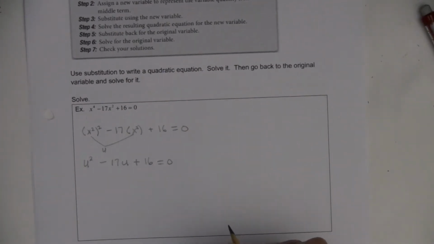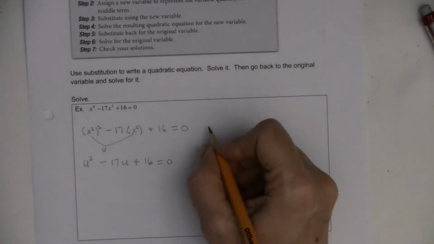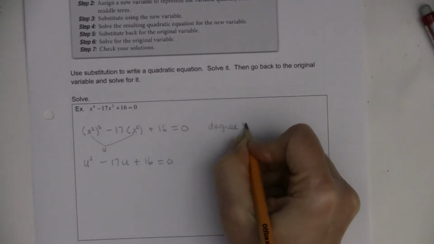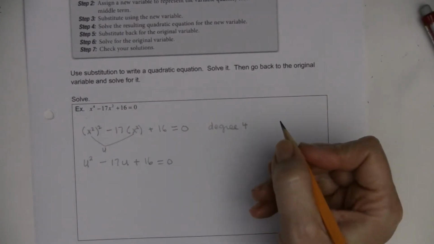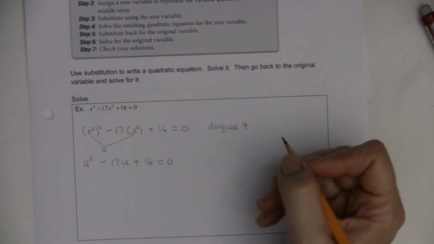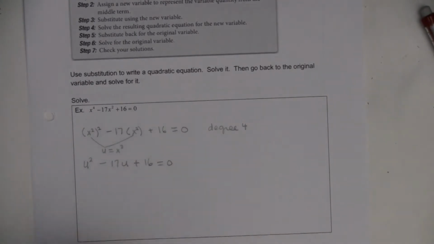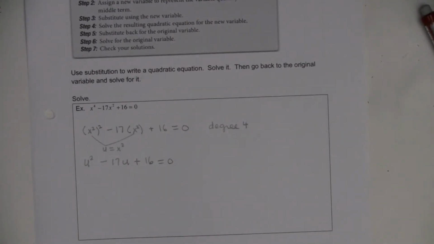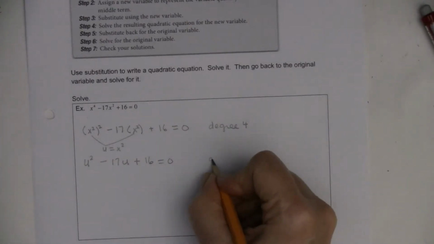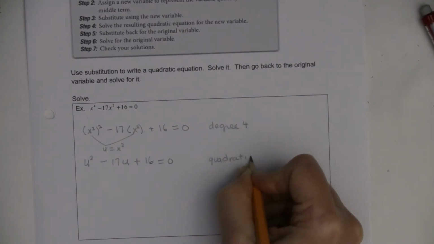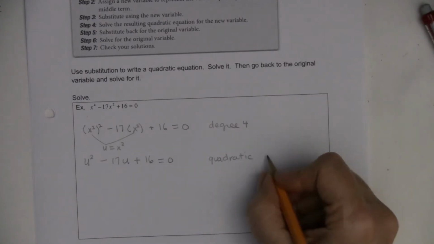And you could give this to anyone and ask them to solve it, and they would say it's quadratic. So right here, it was degree 4. And I did a little bit of a substitution. I substituted u for x to the second, right? I replaced x to the second with u, and now it is quadratic. And on quadratic, I have 3 different methods that I can solve it with.